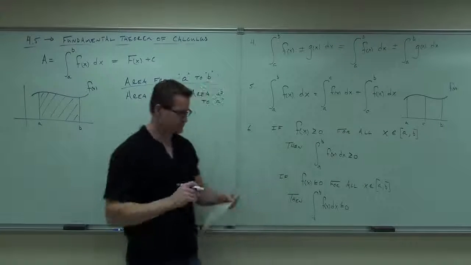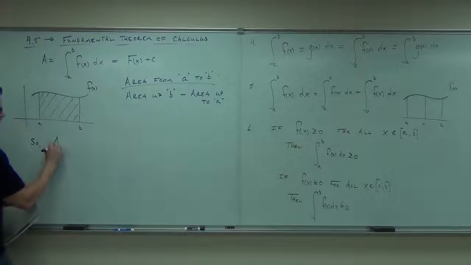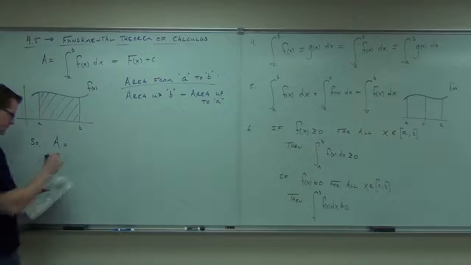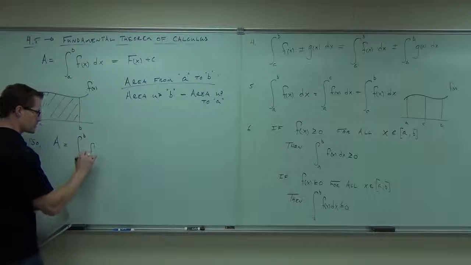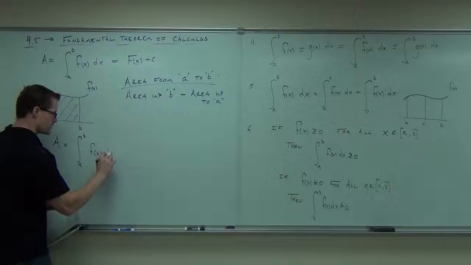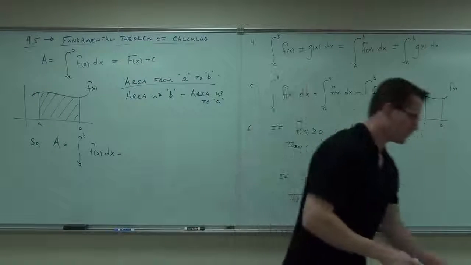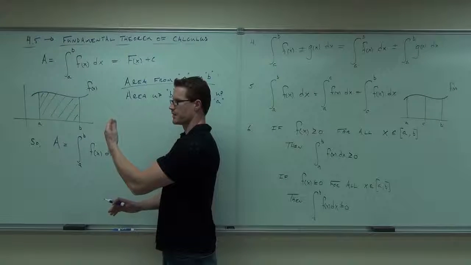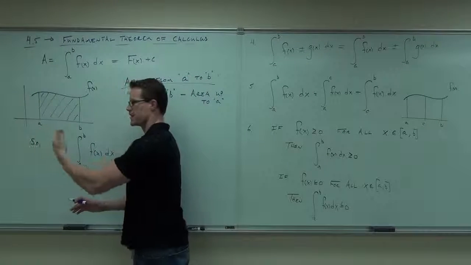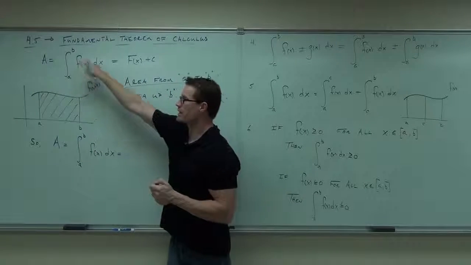So let's think of it. The area is, this is not changing. The area is this. What we're going to do is take the area up to B minus the area up to A. Now here's what you have to realize. What we're doing here is calculating the area function.